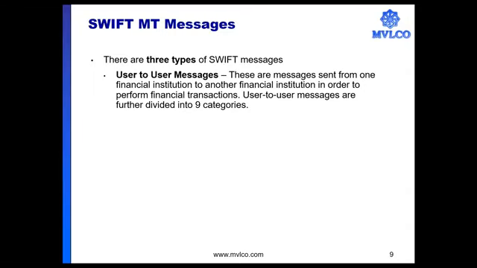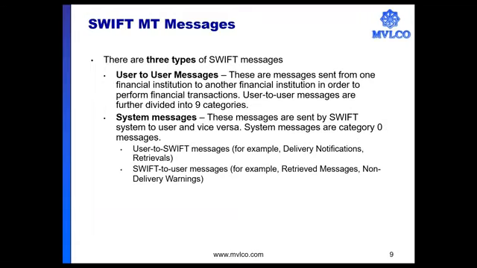The first type is the user-to-user message. A user-to-user message could be one bank, one financial institution, sending a message to another financial institution. So when somebody wants to make a payment, at that point of time, the paying bank may use a user-to-user message to communicate with the bank to whom they would like to make the payment. The user-to-user messages are further divided into 9 categories, which we will see on the next screen.